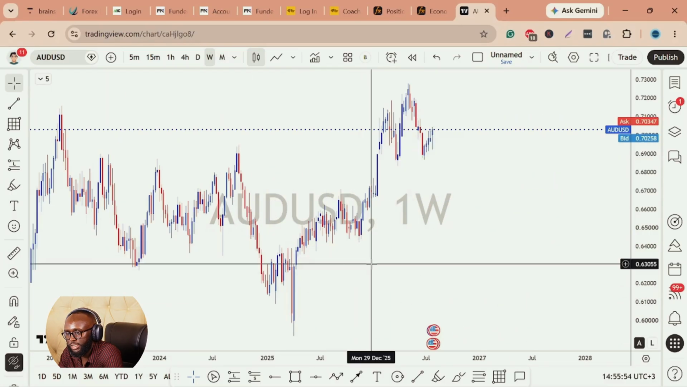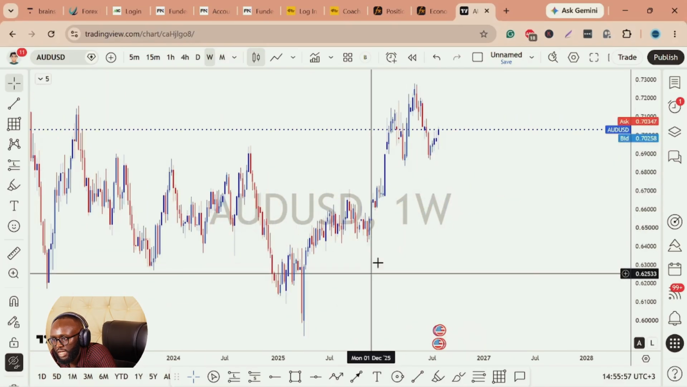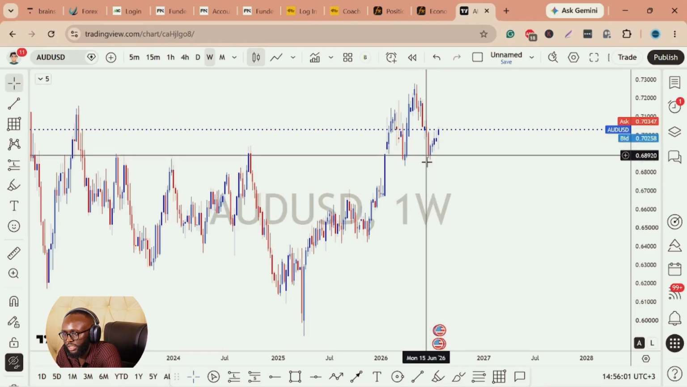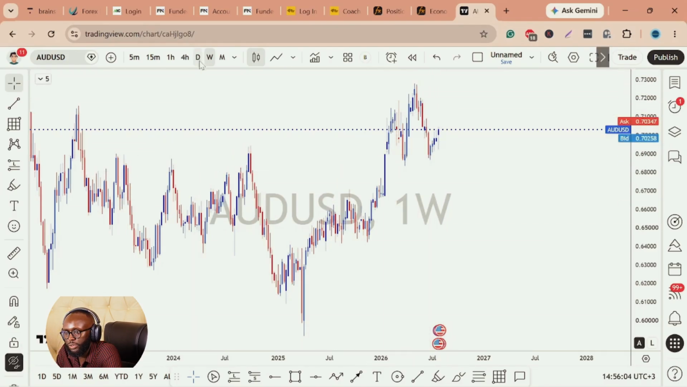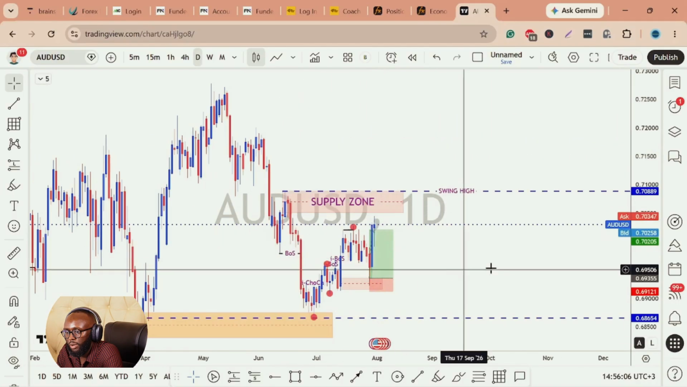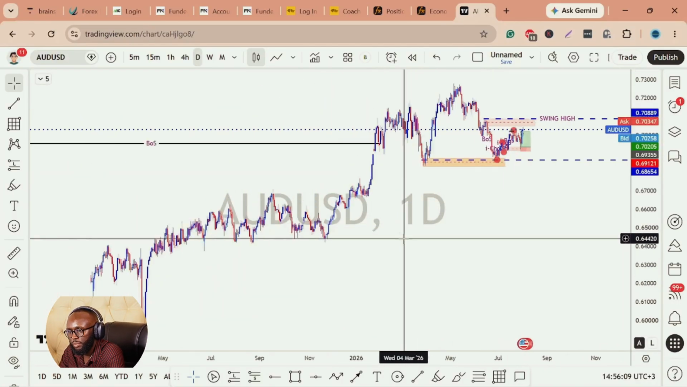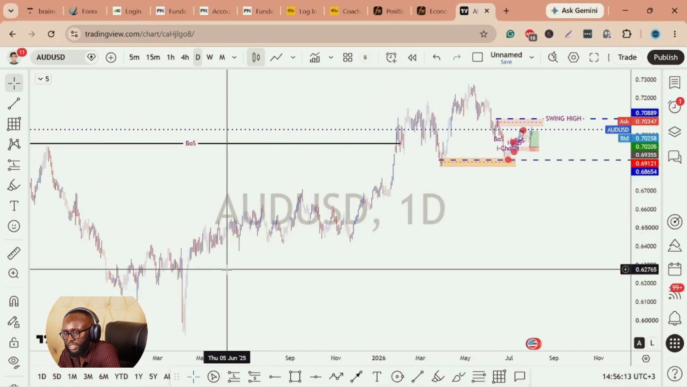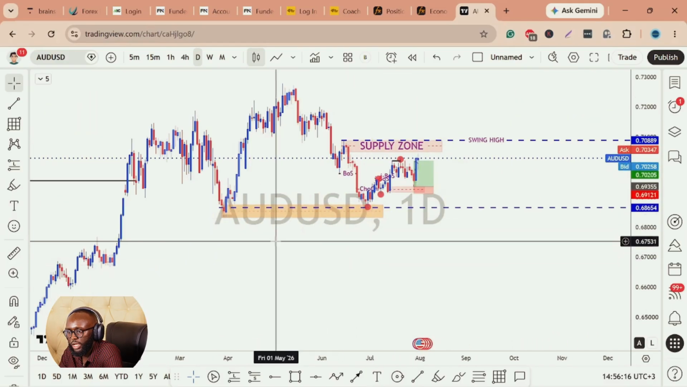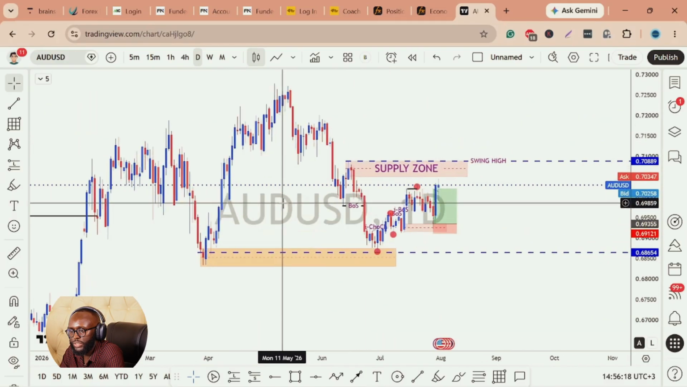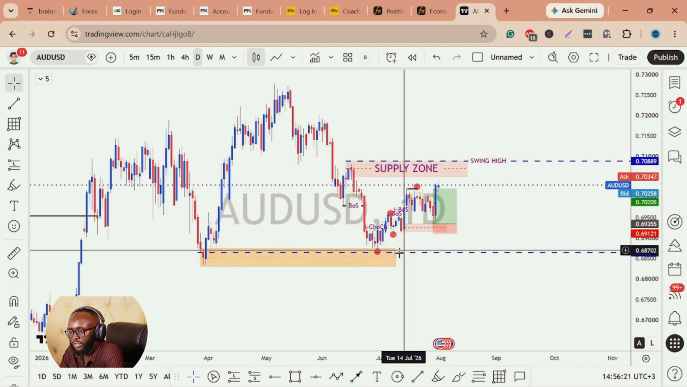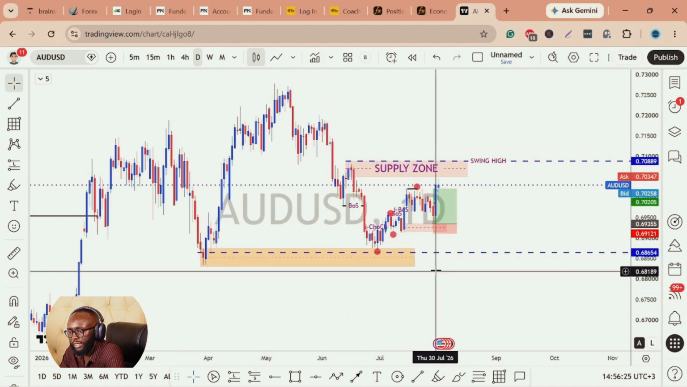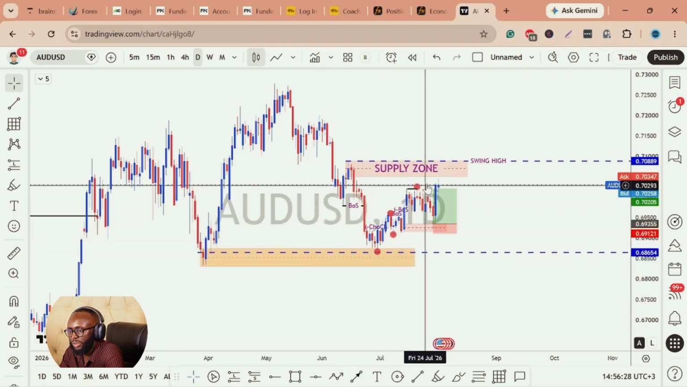Now, from the weekly time frame, you can see price has been trying to push higher over the last couple of weeks. Let's go down to the daily time frame and see what we have now. From the daily time frame context, price has been very overly bullish. Now, AUD/USD also came and tested this particular, let's call it more or less a support zone or key level. And ever since then, price has been pushing higher.